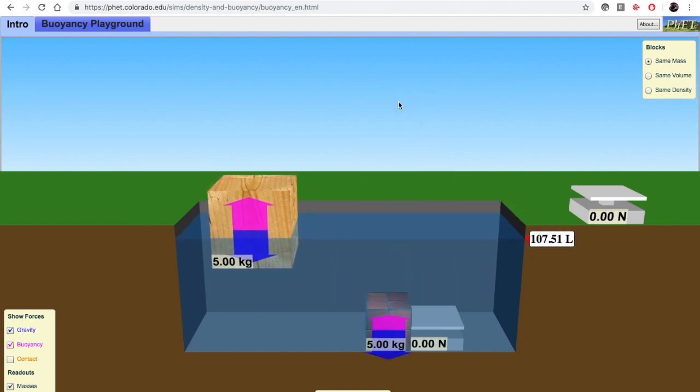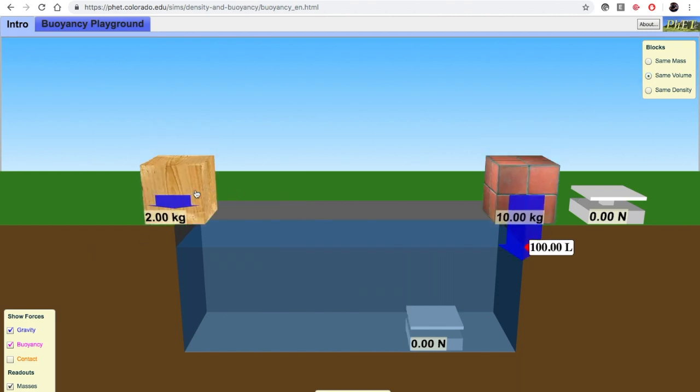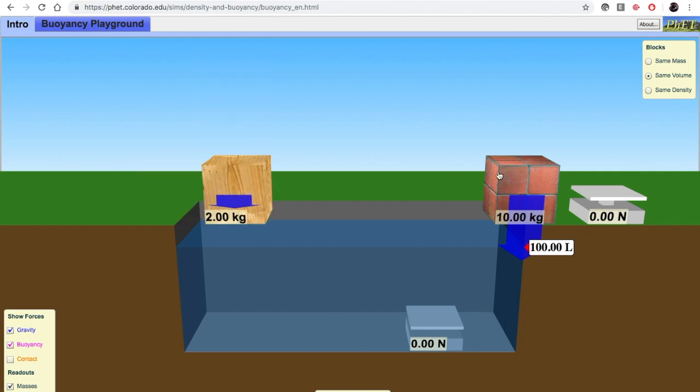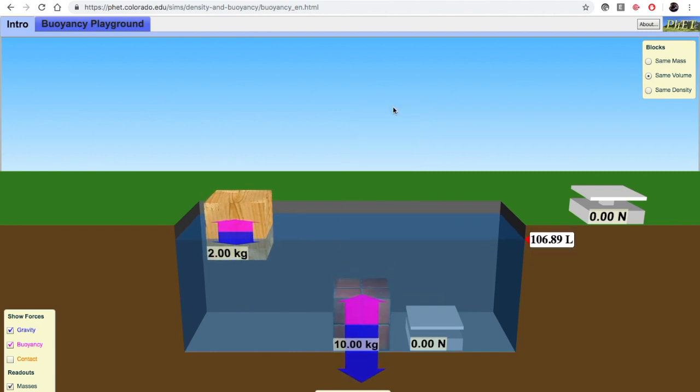As you can see, the brick block, despite having a smaller volume, has a larger density, so therefore it sinks. And the wooden block, even though its volume is larger, has less density overall, allowing it to float. And we can even see this if they have the same volume. Now in this case they have different masses, but their volume is going to be the same. And if we drop them, the same result occurs because the brick block has larger density than water, making it sink.